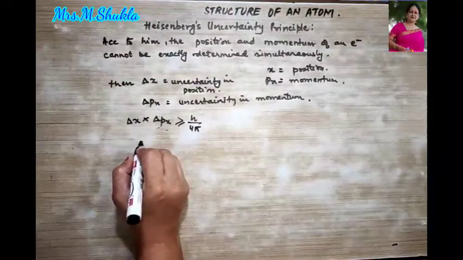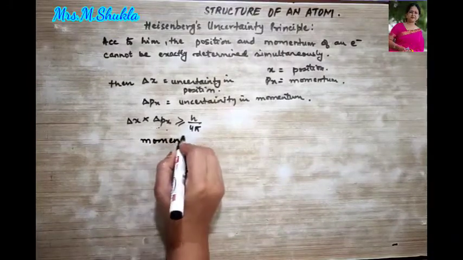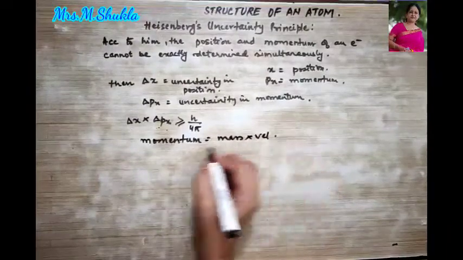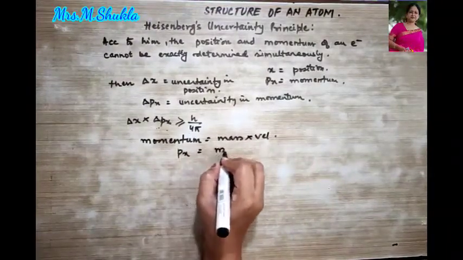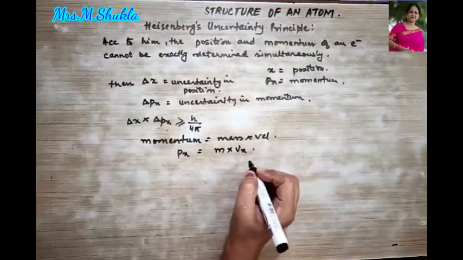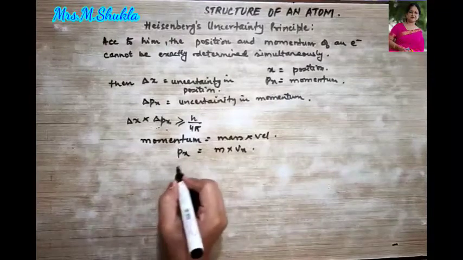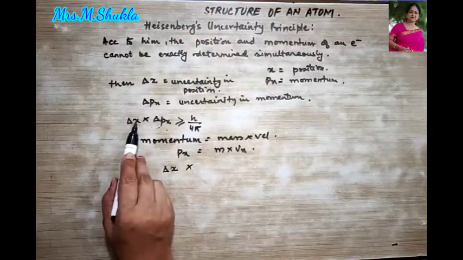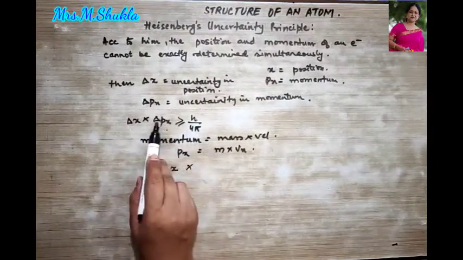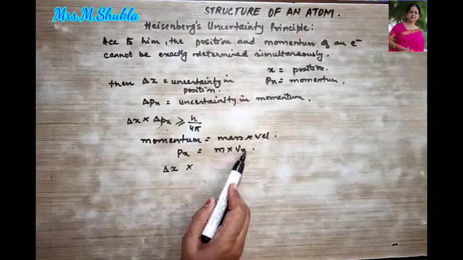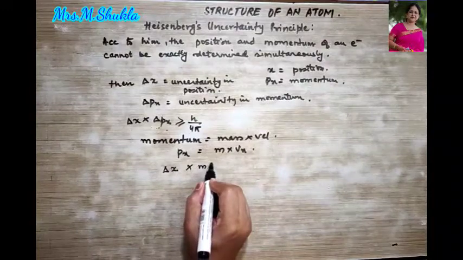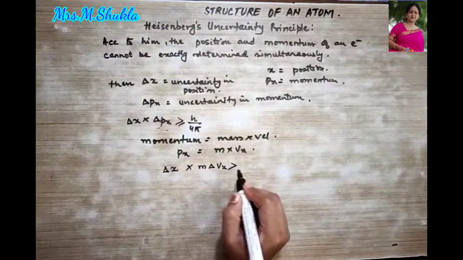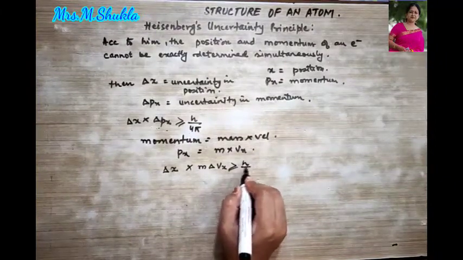Now we know that momentum is equal to mass into velocity, isn't it? So px is equal to m into vx, mass into velocity. Let's expand this formula. So delta x into delta px, where px is equal to m vx, we can write as delta x into m delta vx. This will always have a minimum value of how much? h upon 4 pi.